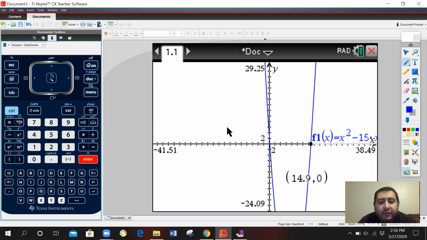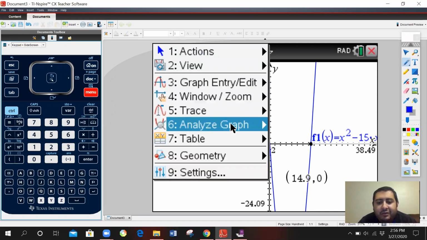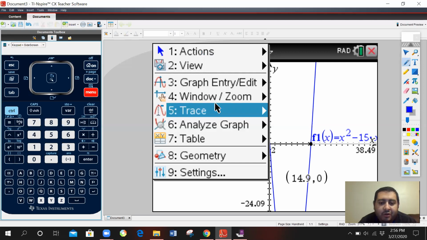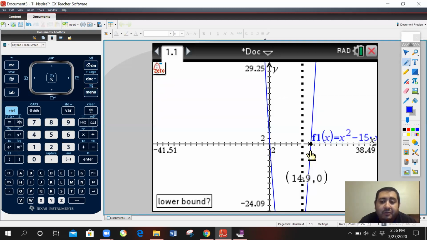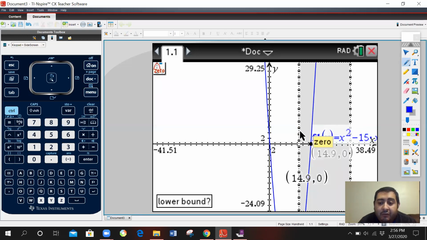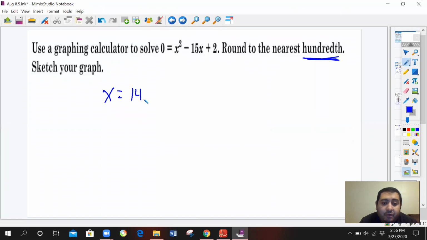Oh, wow. So it's a little bit much larger parabola. We could practice again by going to menu. We could use, again, analyze graph or the trace, whichever you feel more comfortable. Let's try analyze graph and the zeros. Click it and drag it. Our first location is at 14.9. So here we have x equals 14.9.